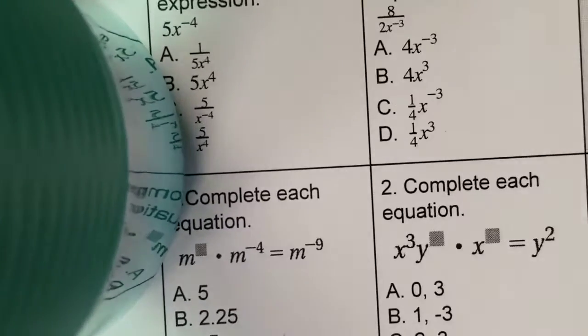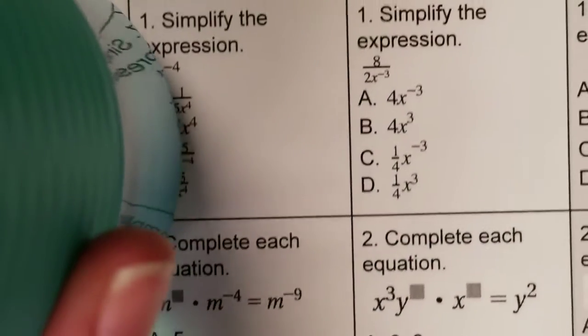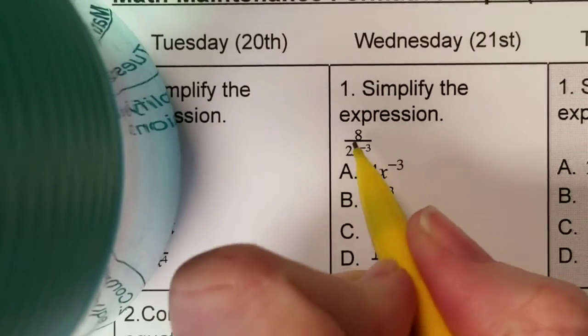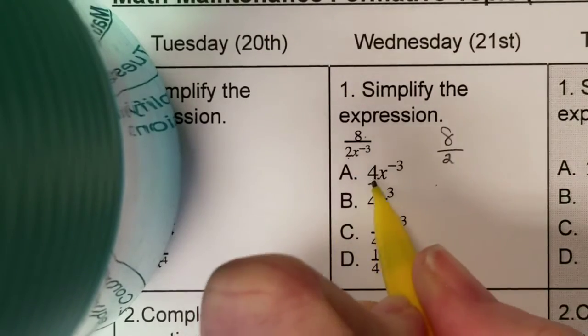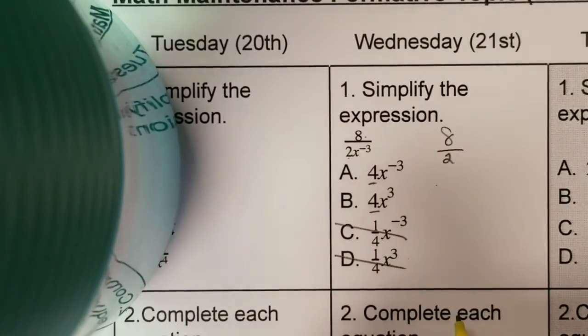So let's work on these maintenance quizzes. So let's look at Wednesday, first one, simplify the expression. So if I look at this, I have the 8 and the 2, so I need to definitely divide the 8 by the 2, and that's going to give me 4. So I know those two are eliminated.